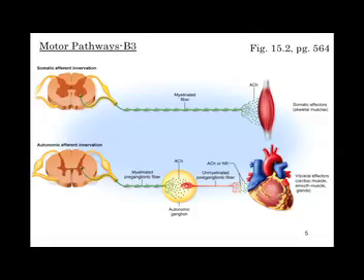Okay. The autonomic pathway has to go through a ganglion. And remember what a ganglion is. It's a collection of cell bodies in the peripheral nervous system. What do we call a collection of cell bodies in the central nervous system? Anybody remember that? It's called a nucleus or nuclei.